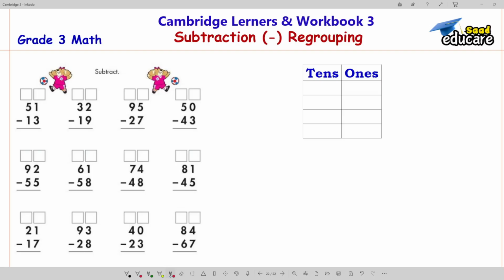Welcome to Sad Educare. Today's topic is subtraction, and we will solve our questions by using regrouping. Here are lots of questions.